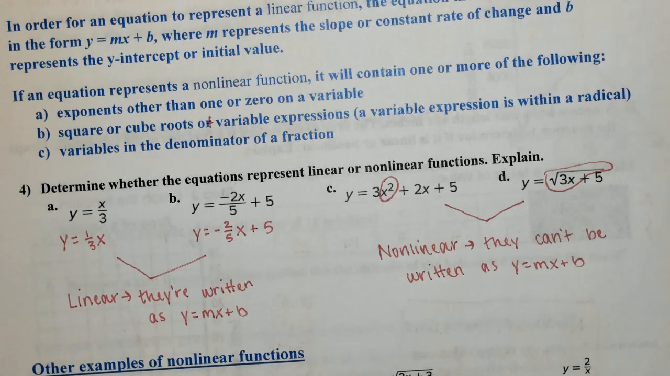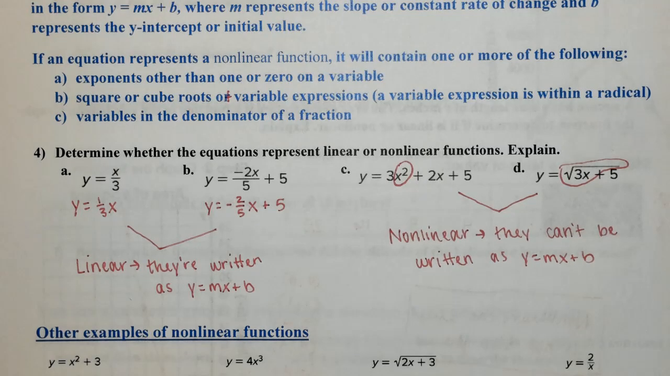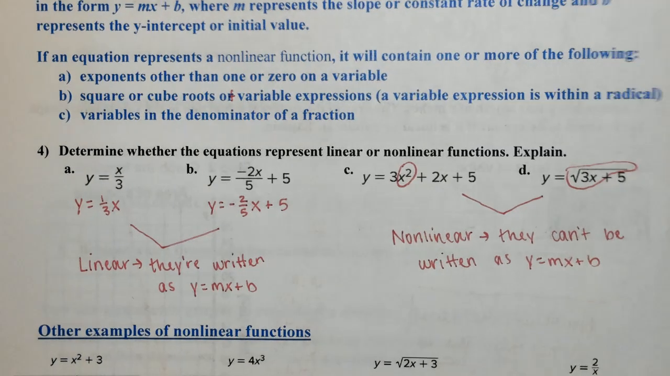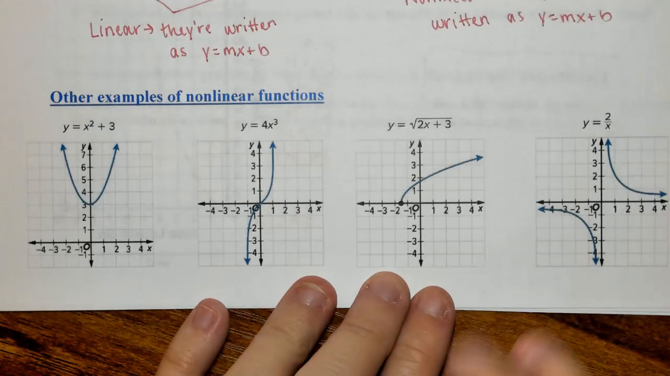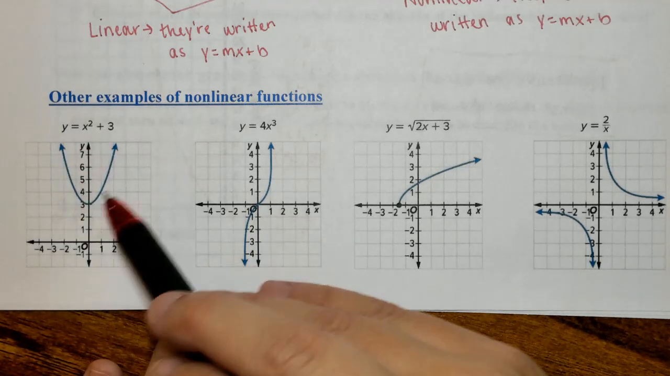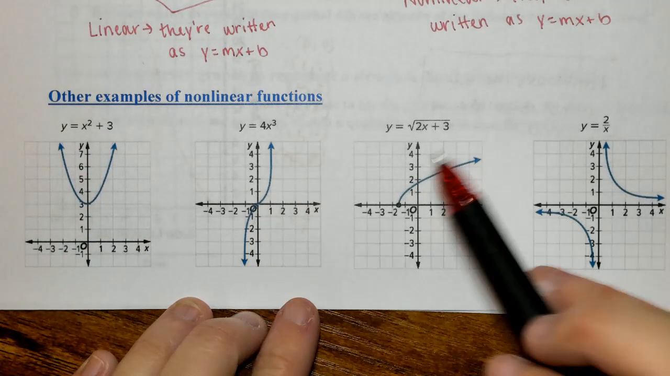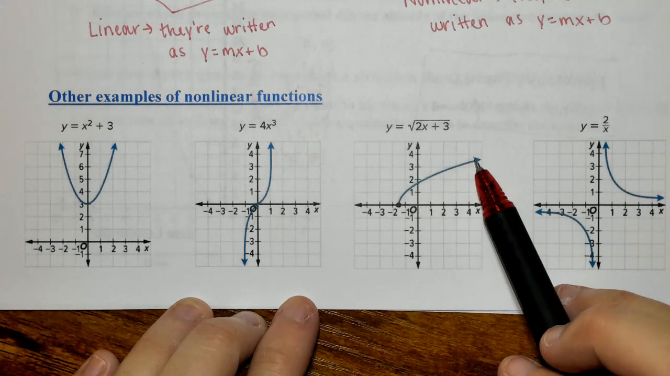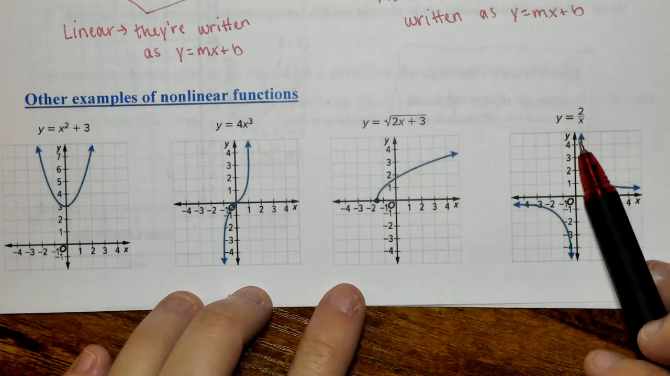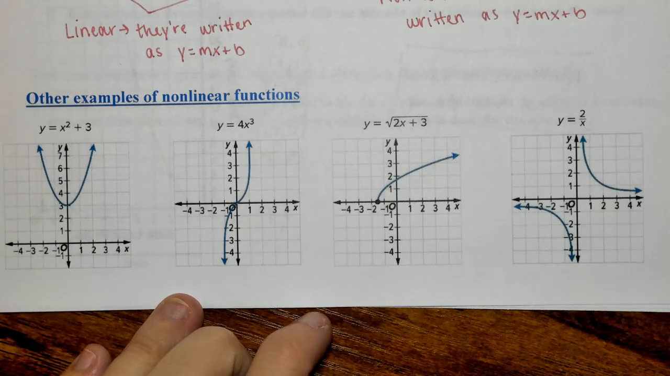All right, but as long as we focus on this, okay, it's linear if it can be written in slope-intercept form. It's nonlinear if it can't be written in slope-intercept form. Okay, and then these are just other examples of nonlinear functions. So they're functions. They would all pass the vertical line test, but if an x is squared, it's going to be this U shape. Okay, if an x is cubed, it's going to look like this. If an x is within a radical, it'll look like this. And then if an x is in the denominator, it's going to look like this. These are all functions you won't see again until next year in algebra, though.